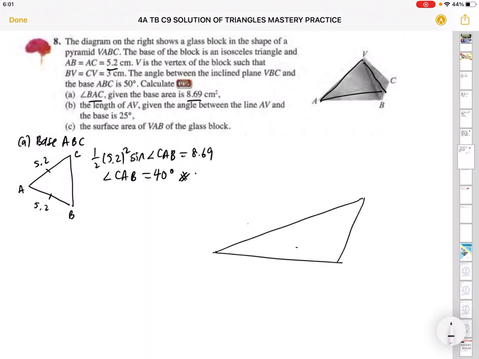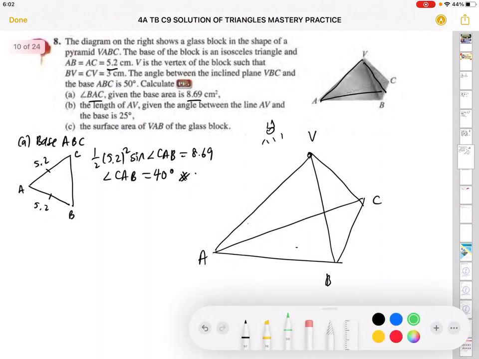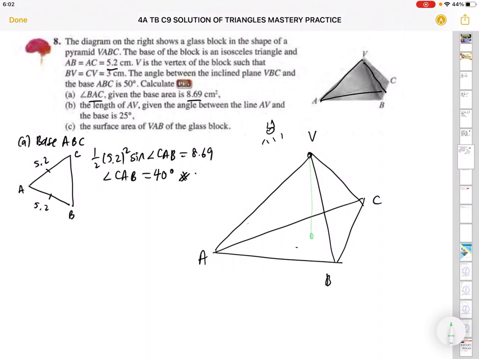So the angle between a line and a plane. Your plane is ABC. Number one, you need to imagine there's a light bulb and you shine downwards. The shadow of V will fall onto here. Not very clear, right? The whole line will be right in between. If you extend this line, it's going to meet the midpoint of BC, let's call it M. So this angle is given as 20, right?